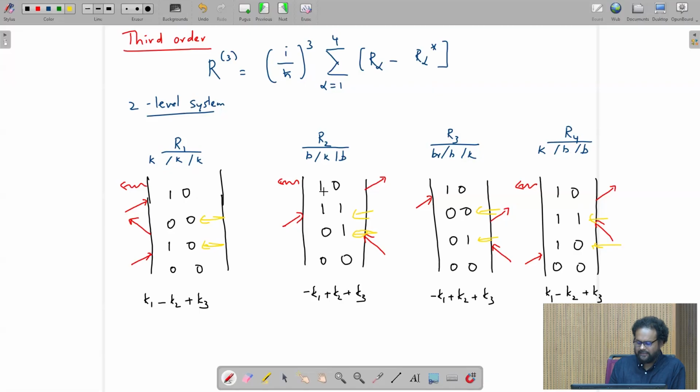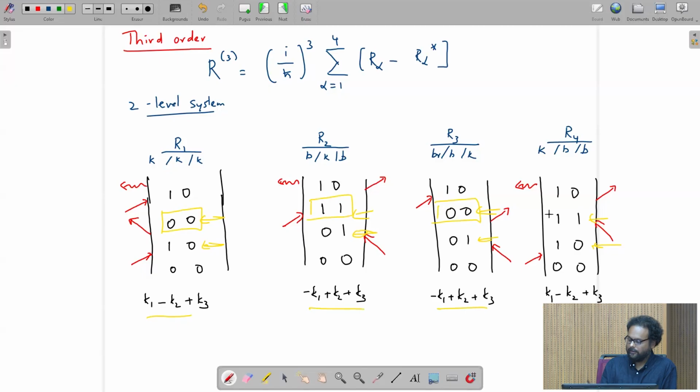Now, something that you can already see, apart from the fact that the phase matching conditions for all these correlations are distinct and different, you can also see that R1 and R3 exclusively go through the population in the ground state. So these 2 diagrams do not generate population in the excited state, whereas R2 and R4 go through an excited state population. Right? Great.